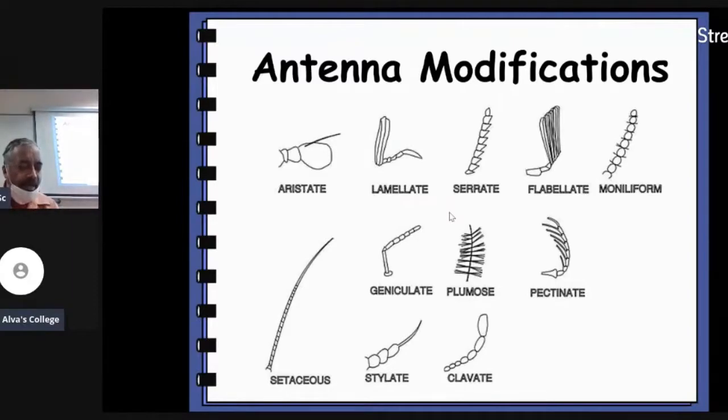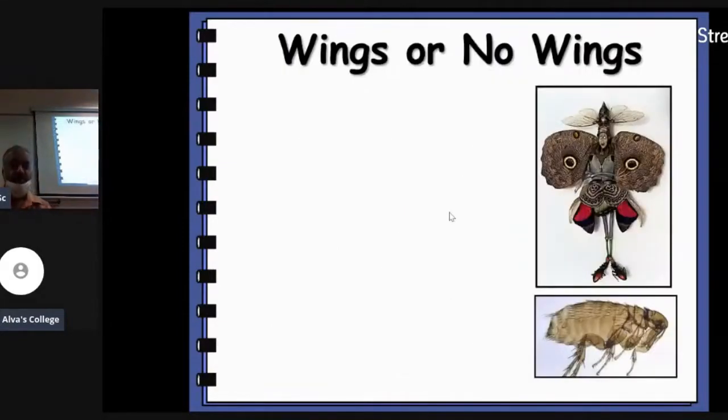Then honeybees have geniculate. Geniculate means the segments are borne at an angle to the base of the antennae. So like this, the antennae, based upon the shape of the structures, are classified into various categories.